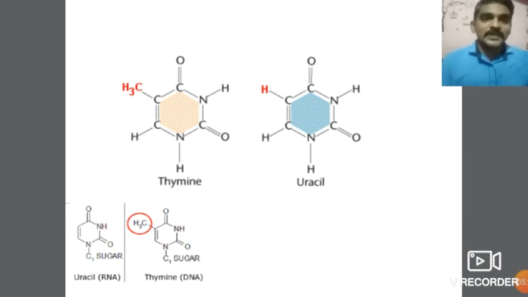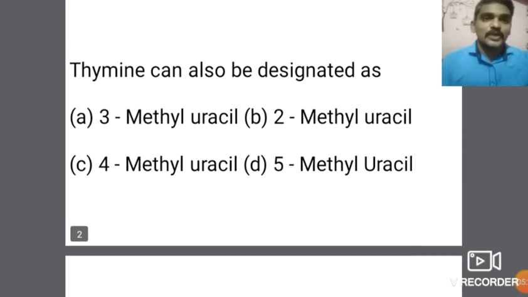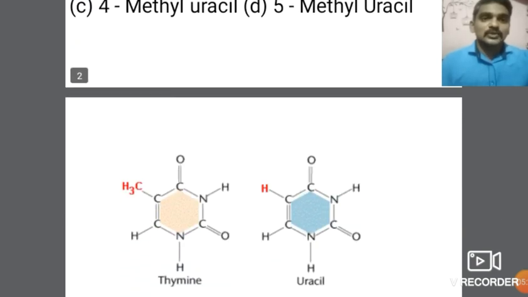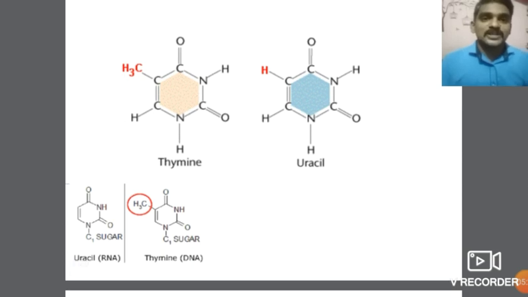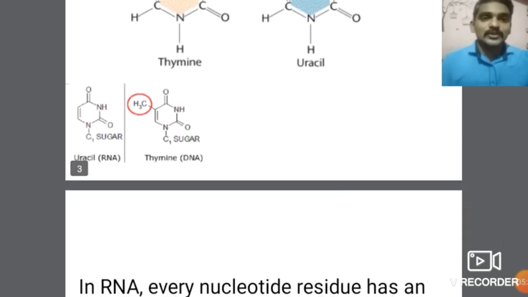So the answer will be the last option. You can see here 5 methyl uracil. So this is the answer. Why? Because the methyl group is present in the fifth position, so it is called 5 methyl uracil. So thymine can also be called 5 methyl uracil.